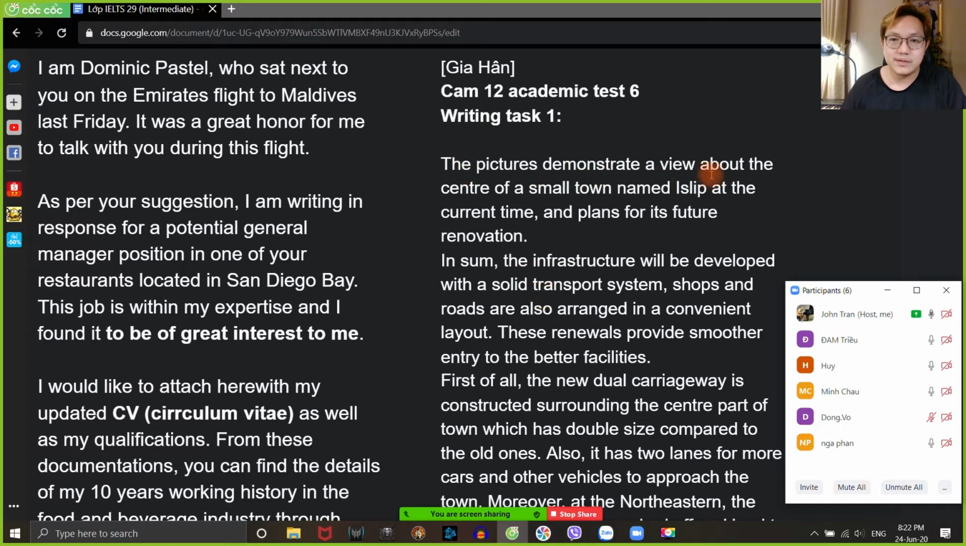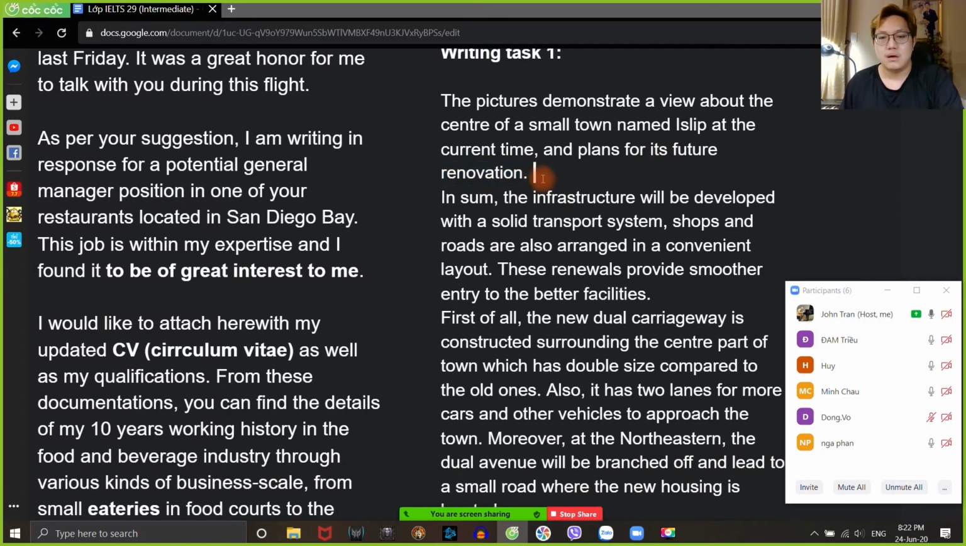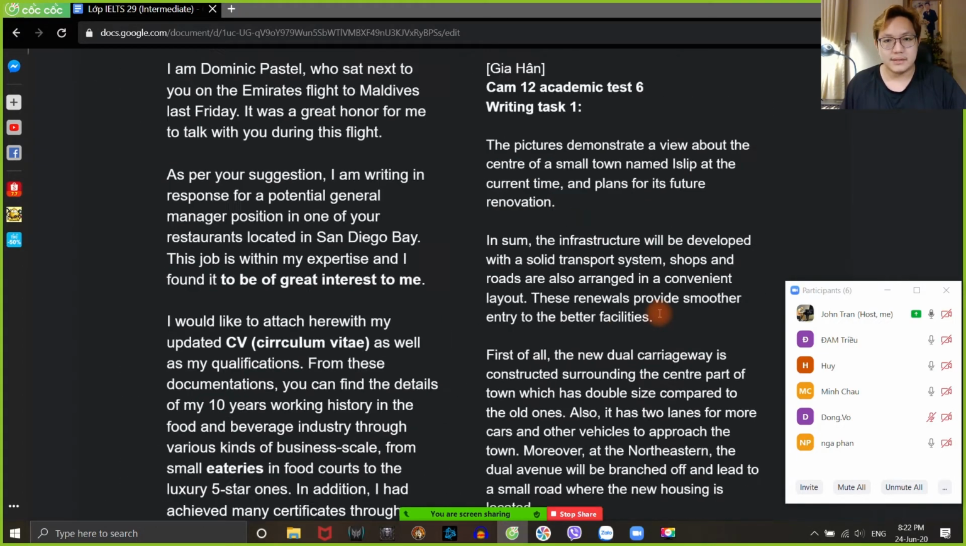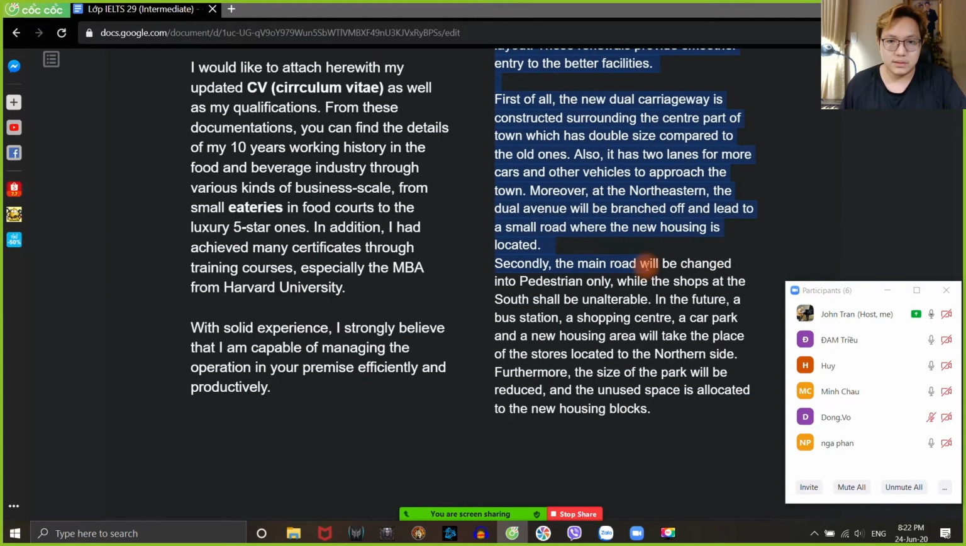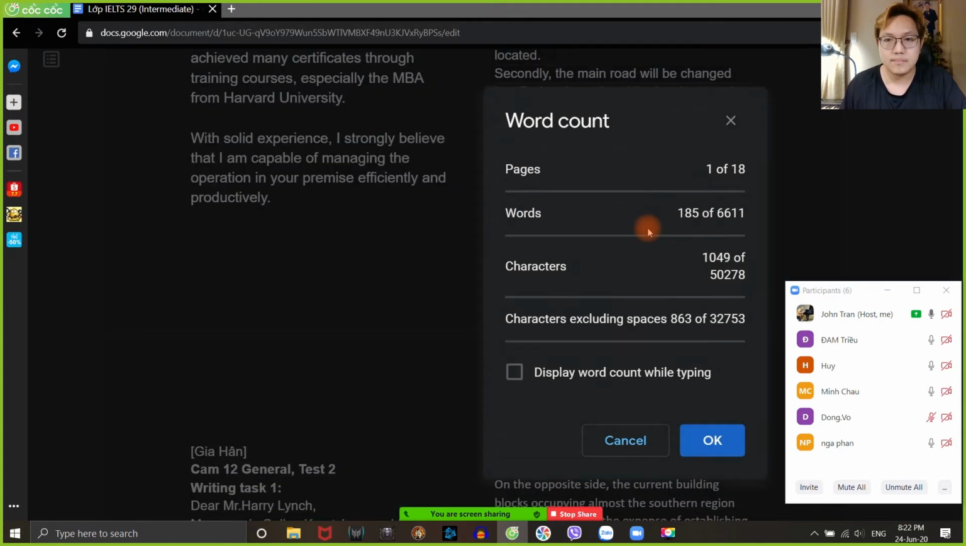Okay, the picture demonstrates a view about the center. A way of seeing, a point of view, a perspective. Okay, a view is like perspective. A view about the center of a small town at the current time and plans for its future renovation. Okay, renovation in the future. First of all, I have to count the number of words. Okay, 185. Perfect, 185.